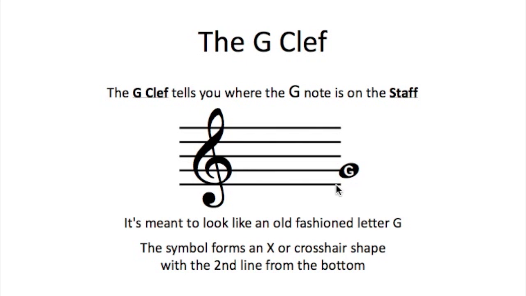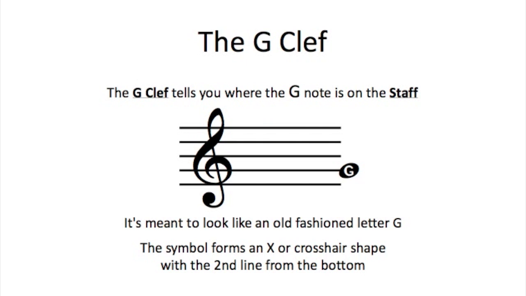When a notehead is written on the second to bottom line, that would represent a G note. We know this because the symbol forms an X or crosshair shape with the second line from the bottom. This bullseye, or X marks the spot, will tell you that this is the letter G. So any notehead written on this line would represent the G note.